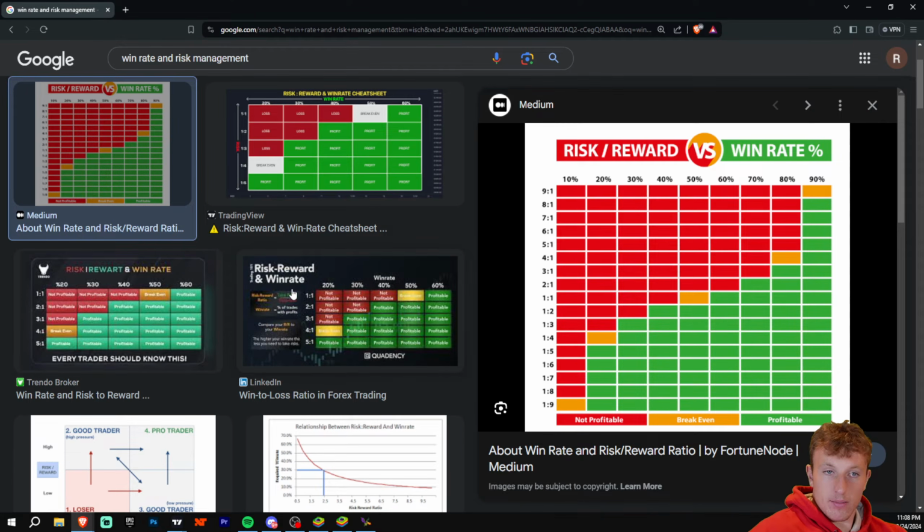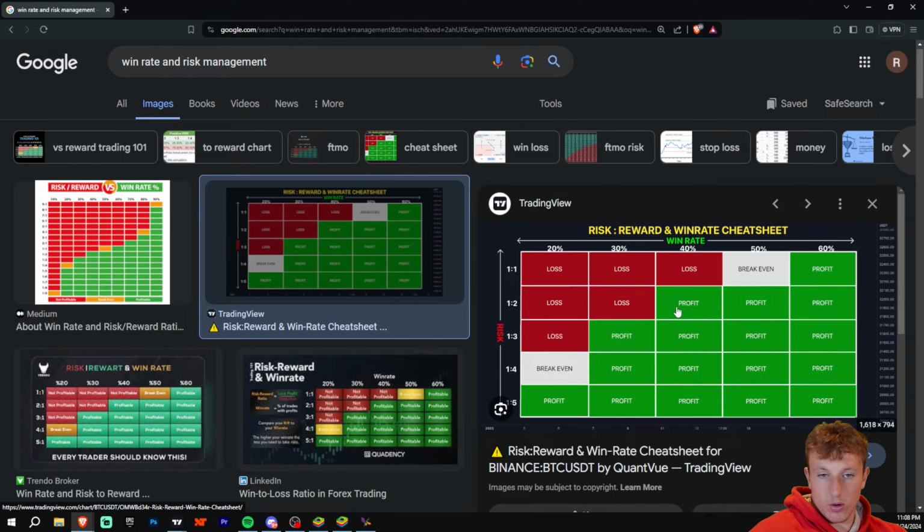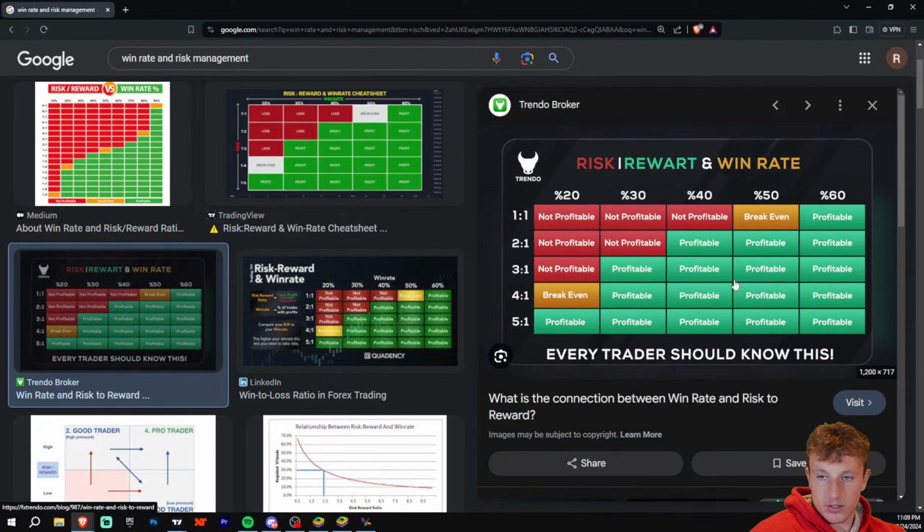So I would recommend going to this diagram and just typing in win rate and risk management, and you can go, there's a bunch more. You can literally look at this, whatever's easiest for you to read.